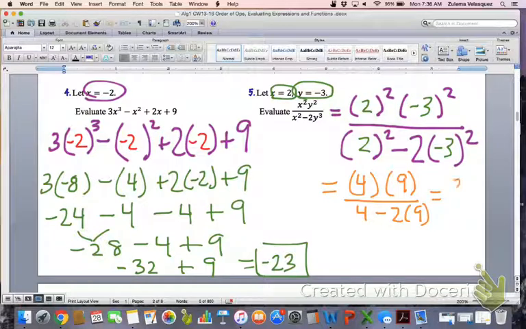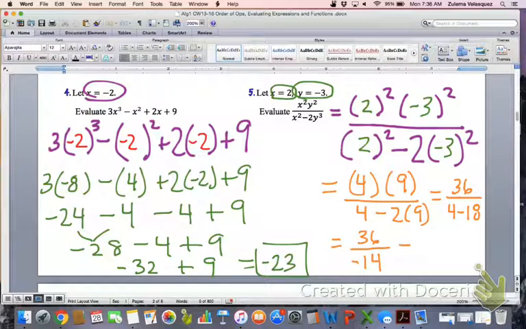4 times 9 is 36. For the bottom we have 4 minus 2 times 9. So multiplication goes first. So it's going to be 4 minus 2 times 9, which is 18. We keep going. We have 36 at the top. We're done with the numerator. We've got to take care of the denominator. So 4 minus 18 will be negative 14.